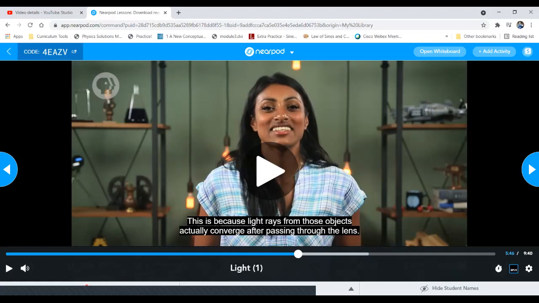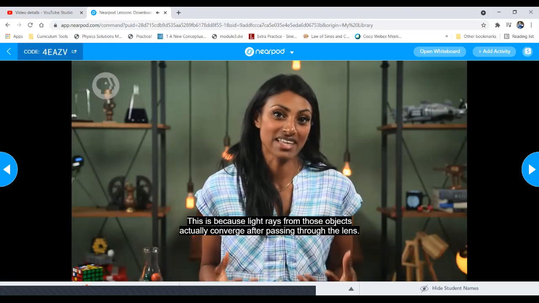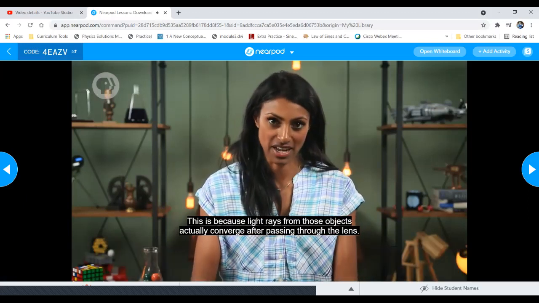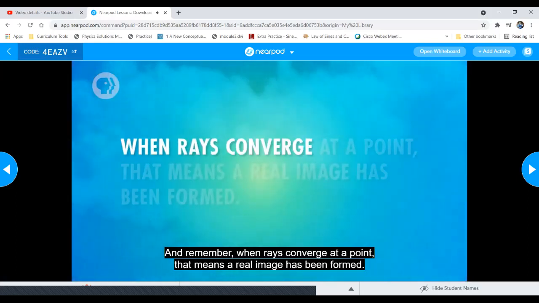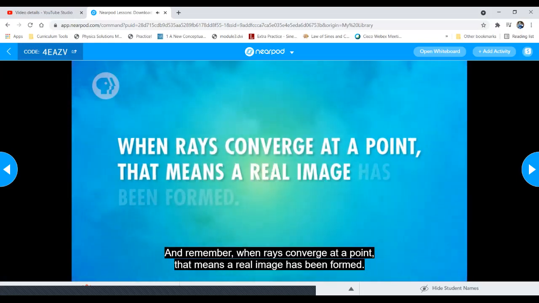Notice that I'm skipping over some of the stuff that's more in depth. When the rays are all converging at a single point, it forms a real image. Then we'll take a look at what a virtual image is. This is because light rays from those objects actually converge after passing through the lens. And remember, when rays converge at a point, that means a real image has been formed.